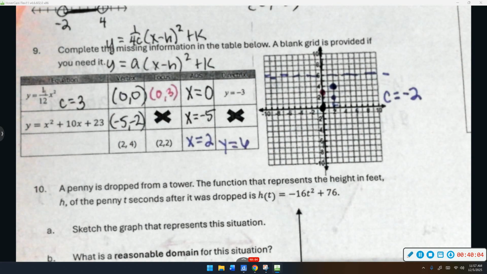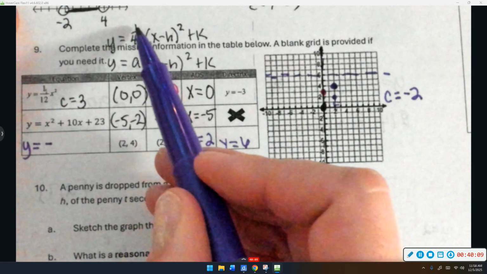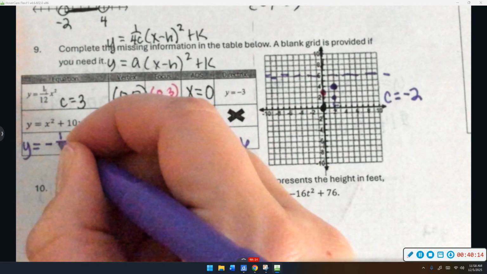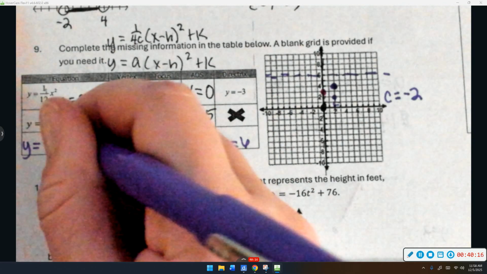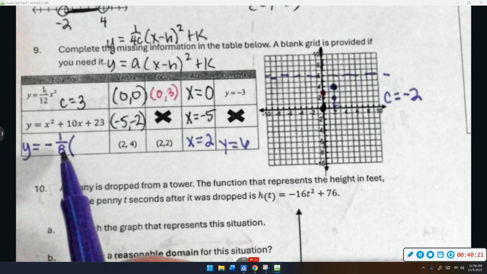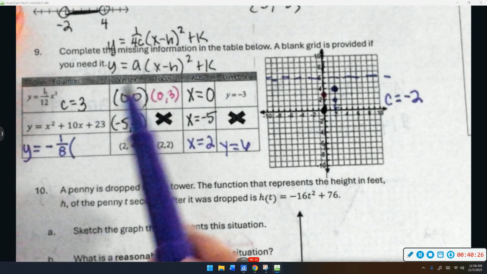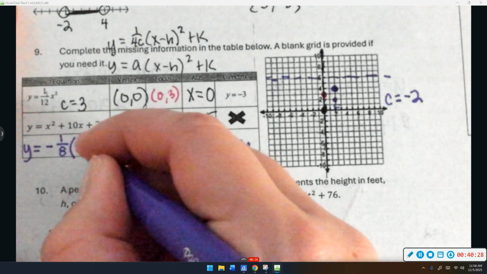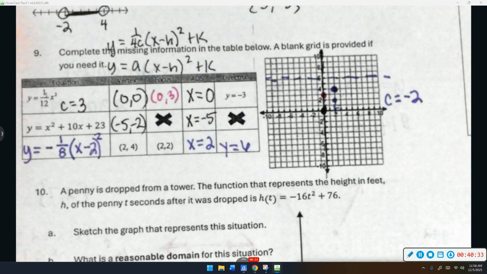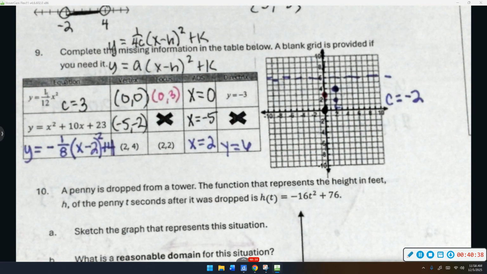So my equation, put it all together: y equals 1 over 4c. So what's 4 times 2? That's 8. Where am I getting 8? I'm getting 8 from 4c. c is -2. So 4 times 2 is 8. (x minus h), so what is h? h is 2, squared, and what's k? 4. There's my equation.